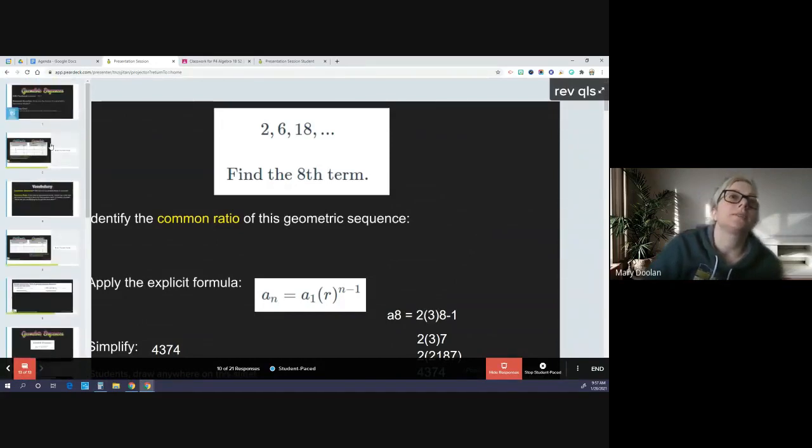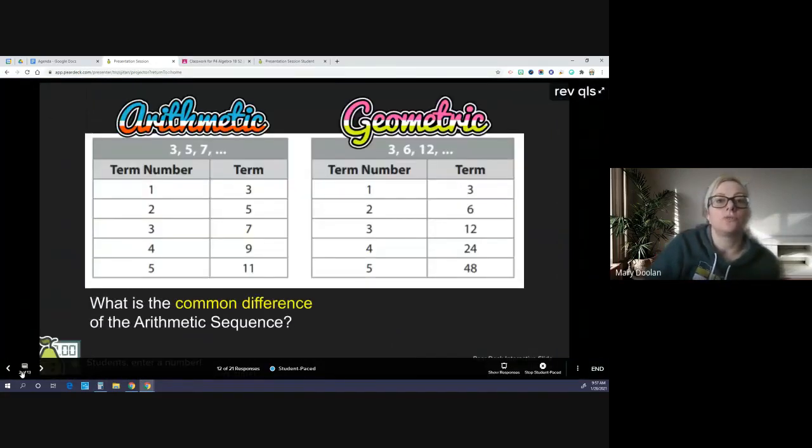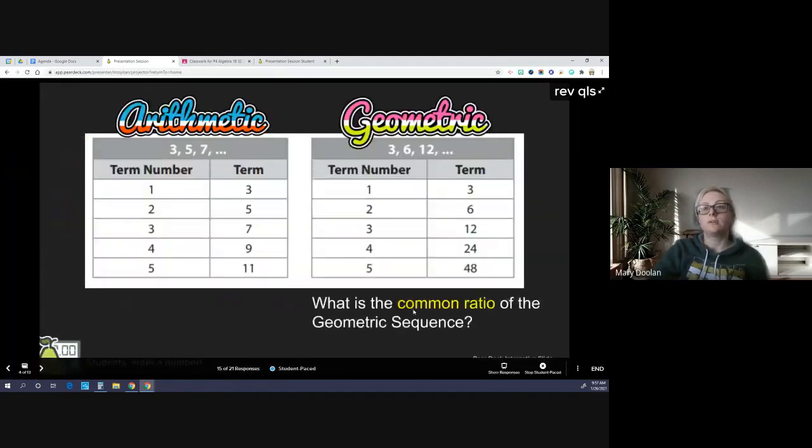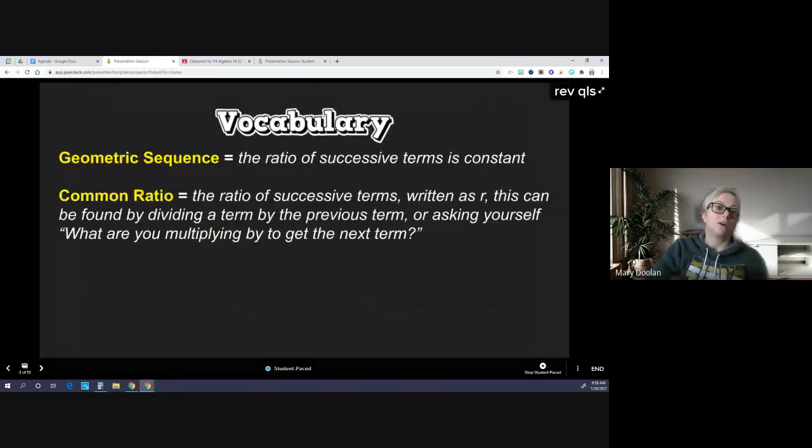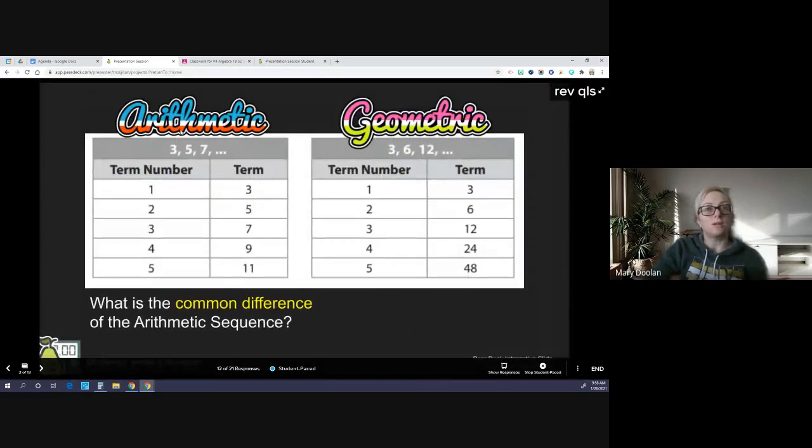I'm going to go back to this slide here and just show you. Okay, arithmetic sequences have common differences. What are you adding each time? Whereas geometric sequences have common ratios. Those terms are exclusive to each other. Common ratio is geometric. Common difference is arithmetic. And when you find that number, it's what are you adding each time? And then for geometric, what are you multiplying each time? And you can use division to figure it out. You can use subtraction to figure it out.